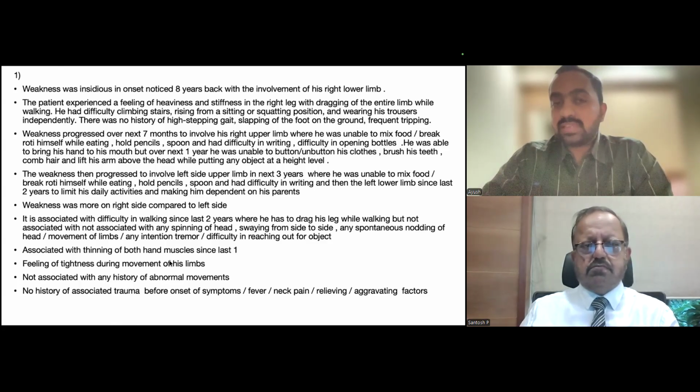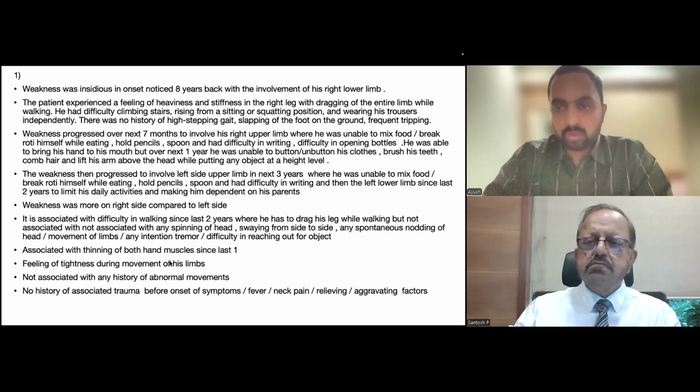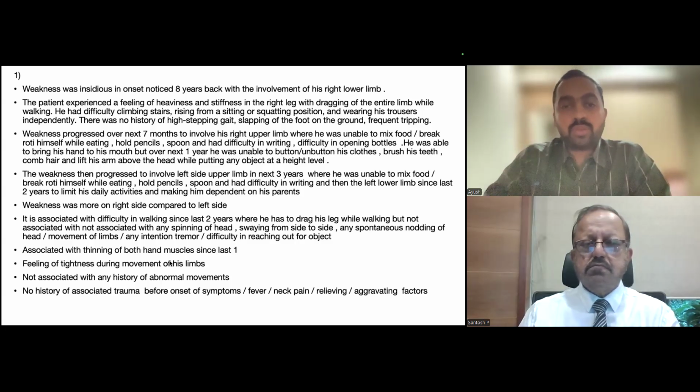There was no history of high stepping gait, slapping of foot on the ground, or any frequent tripping. Weakness then progressed over the next 7 months to involve his right upper limb, where he was unable to mix food, break roti himself while eating, hold pencil, spoon, and had difficulty in writing, difficulty in opening bottles. He was able to bring his hand to his mouth, but over the next 1 year, he was unable to unbutton his clothes, brush his teeth, comb hair, and lift his arm above the head while putting any object at a height level.